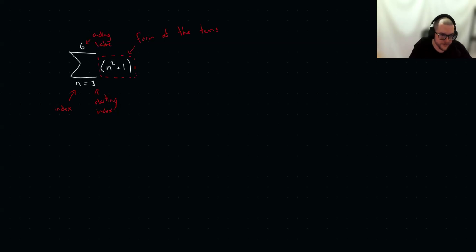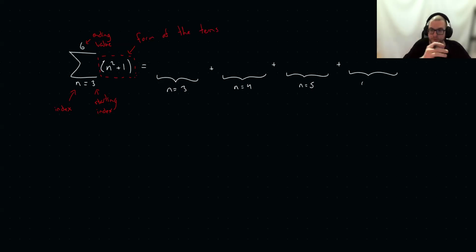So what I should get from this is that there will be an n equals 3 term, an n equals 4 term, an n equals 5 term, and an n equals 6 term. Again, start at 3, go to 6 in steps of 1. And the form of the terms is given, in this case, by n squared plus 1. So I say, all right, what if n is 3?